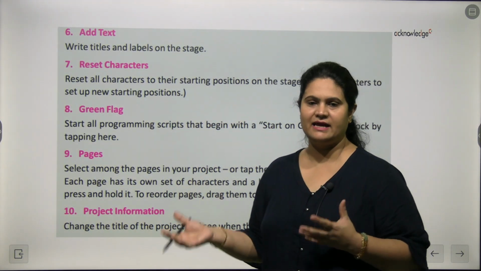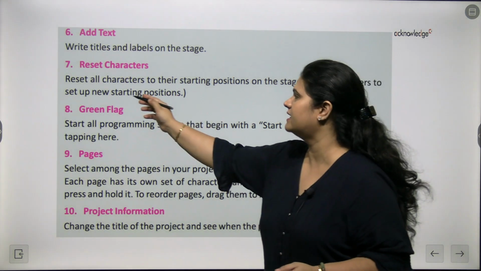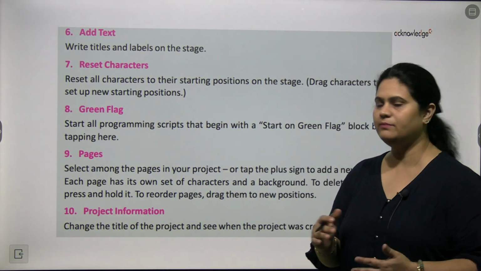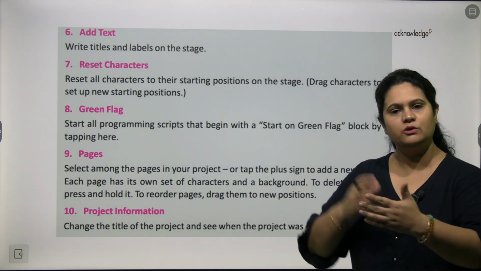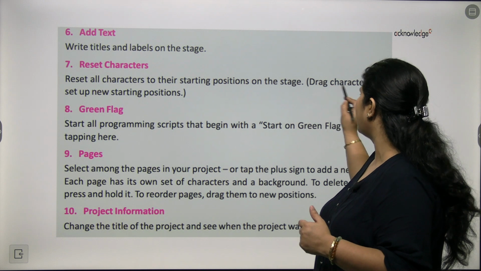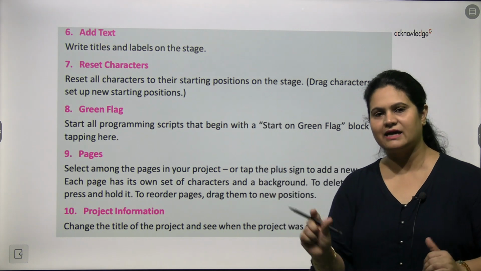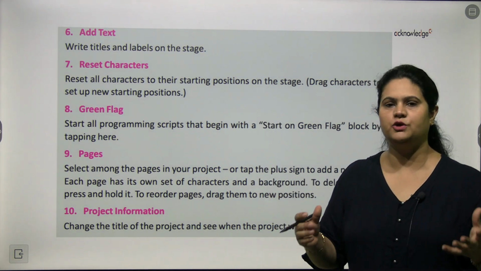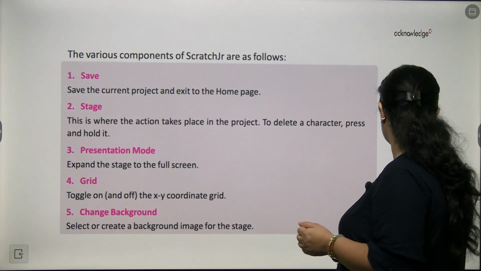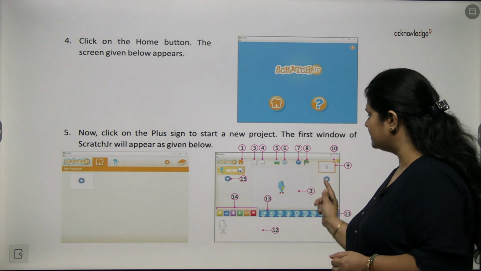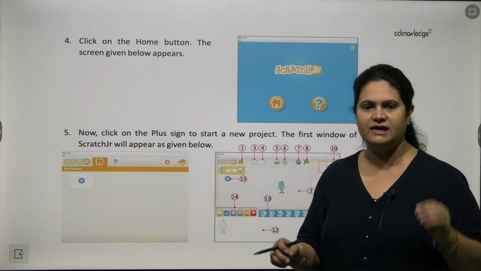Right. Next we have reset characters, right? When you want to reset the positions of the character to the very beginning, right? Reset all the characters to their starting position on the stage. And also, if you want to create a new starting position for your characters, you can drag the characters to set up a new starting position, right? You can take the character and drag it to whichever position you want to start the presentation, right? So this was to reset the character. Let's see where it is. You can see an arrow moving anti-clockwise, and this is used to reset all your characters. Clear?